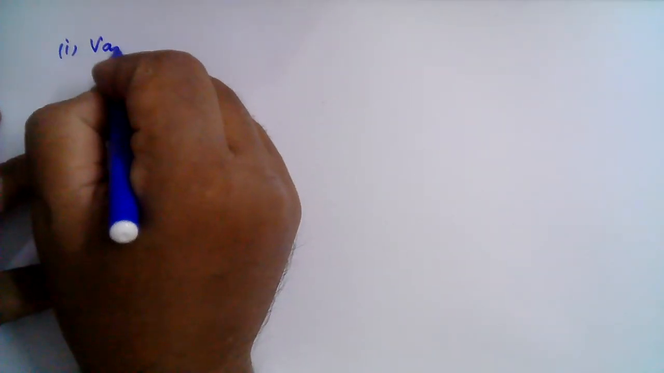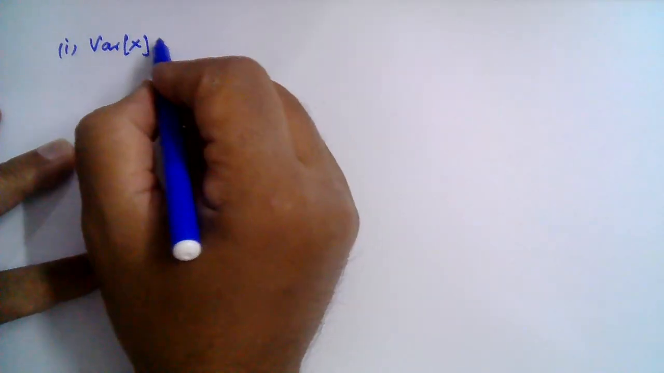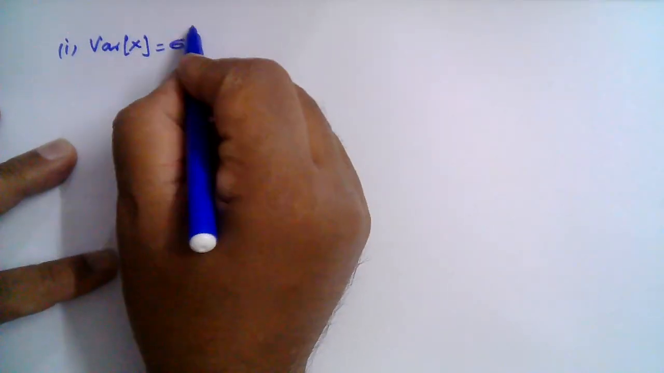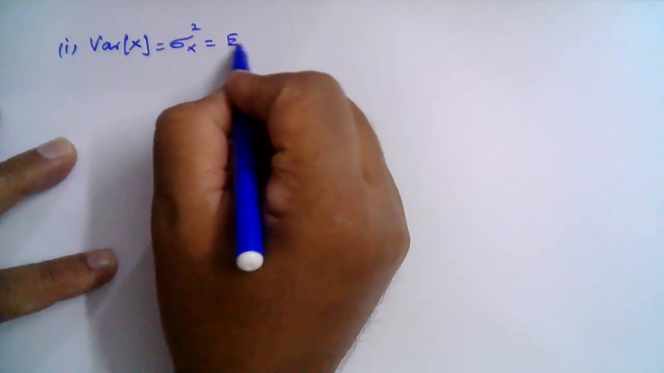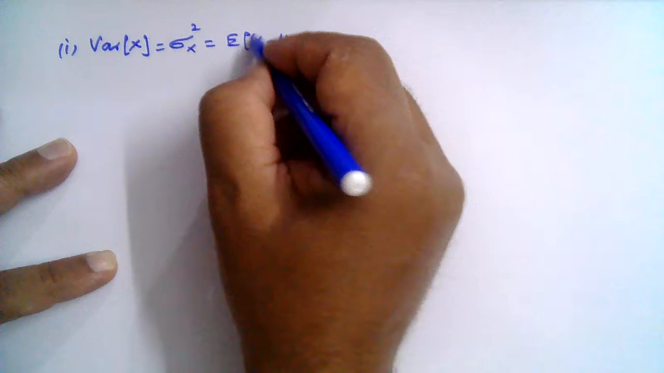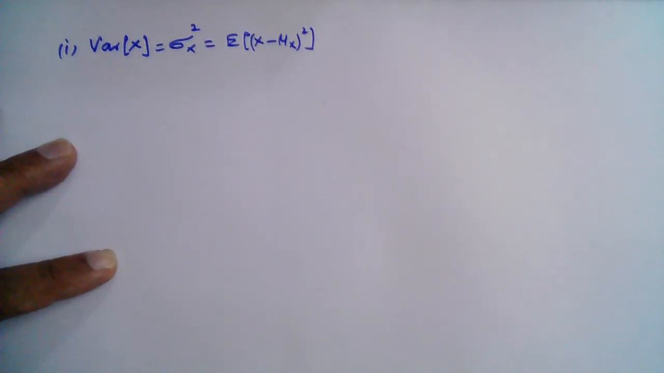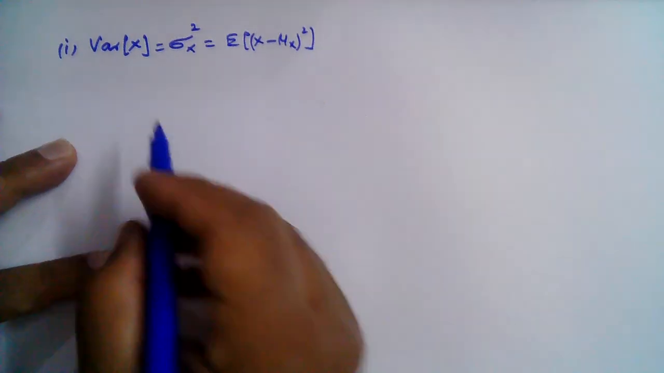So let's find the variance the first way, that is this method. Variance of x, also denoted as sigma x square, is equal to the expected value of x minus mu x square. This is actually the definition of the variance of x for a random variable.